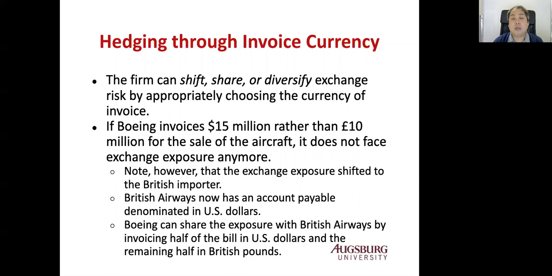They actually transfer the exchange exposure to the British importer, right? So British Airways now has an account payable denominated in US dollars, which means they have a problem, they have exposure. So there may be some contract, well, let's share this risk in two, such that Boeing can share the exposure with British Airways by invoicing half of the bill in dollars, half of the bill in pounds, so that they can share. So it depends on the contract, but you can also share the risk too.